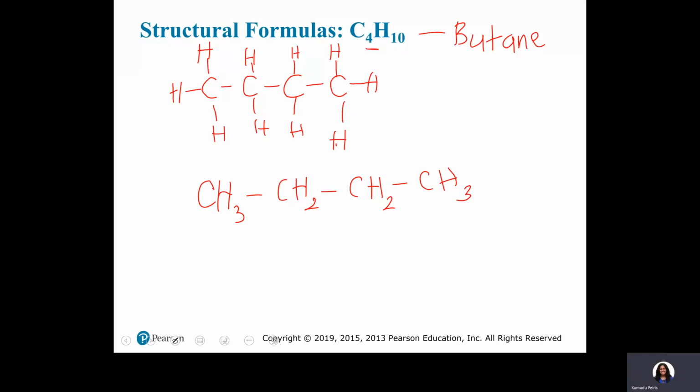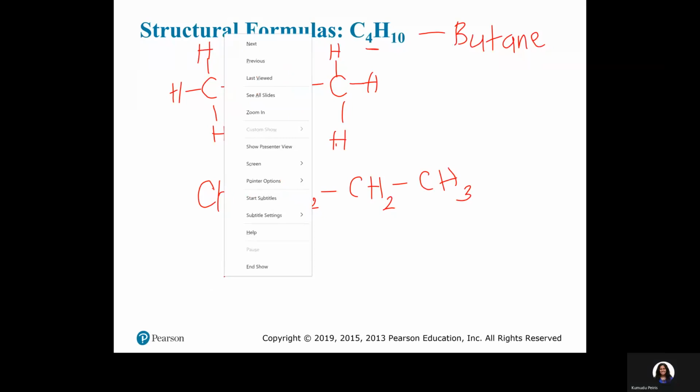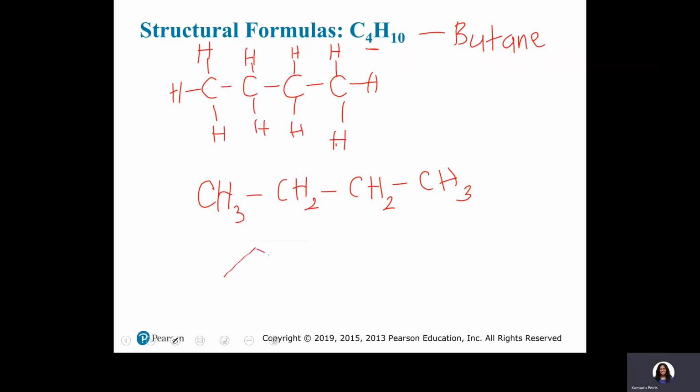Next, I'm going to draw the line angle formula. The ends and the corners should include altogether only four, because there are only four carbons in this molecule. One, two, three, four. That is the line angle formula for C4H10. If you count the number of carbons, there should be only four, and if you count the number of hydrogens, there should be 10 hydrogens.